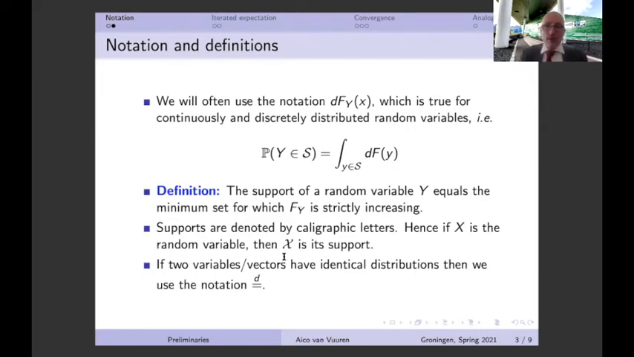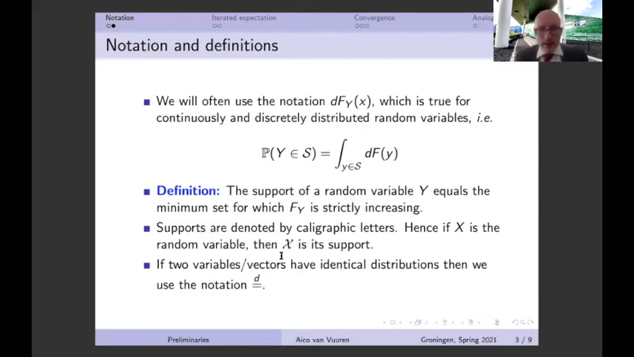Supports are going to be denoted by calligraphic letters. They are sets, so it makes sense to use calligraphic letters over here. But I'm going to be consistent and say that when, for example, we have a random variable X, then the corresponding support is going to be this calligraphic X that we have over there. So that is the idea behind what we're going to have with respect to support.